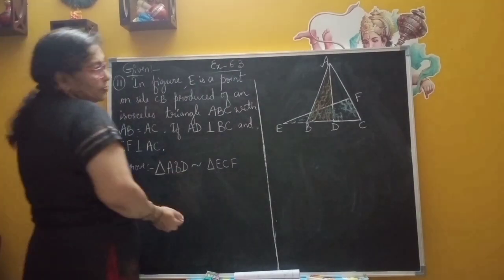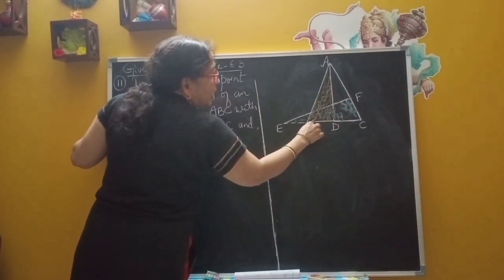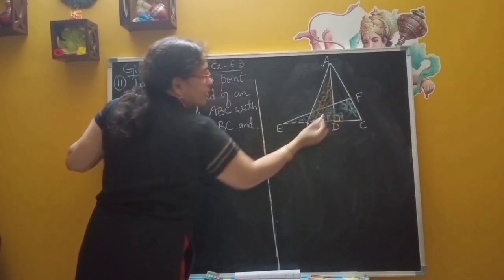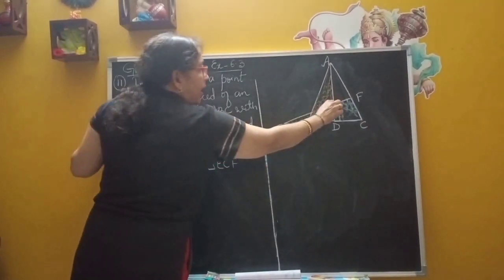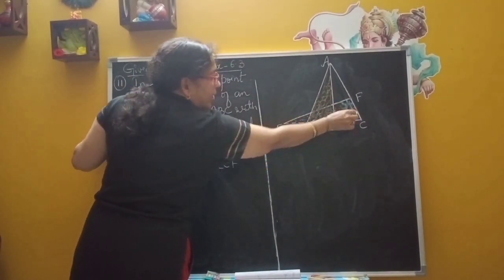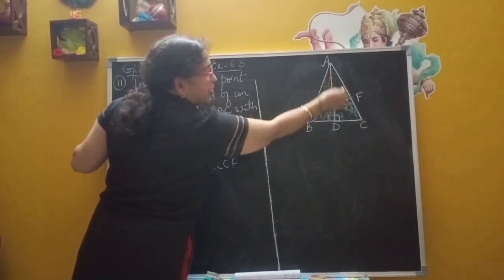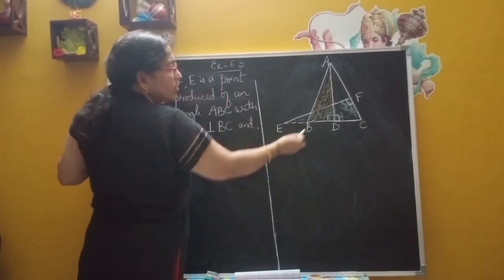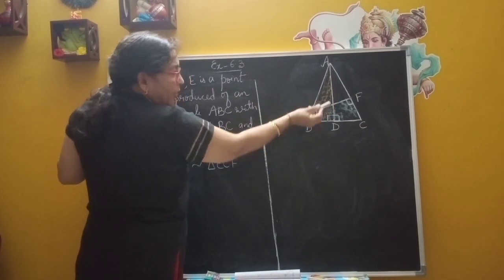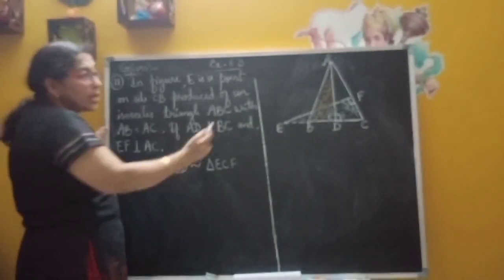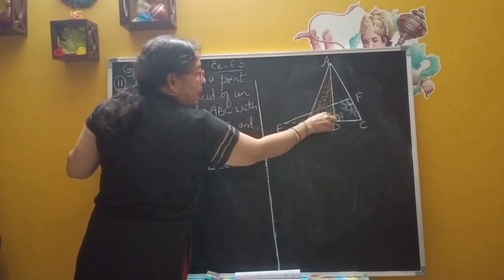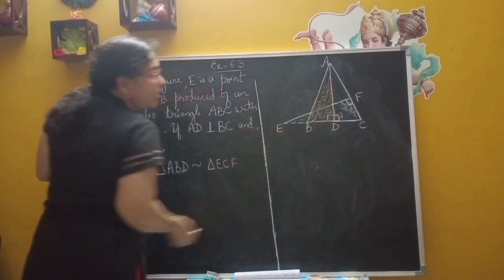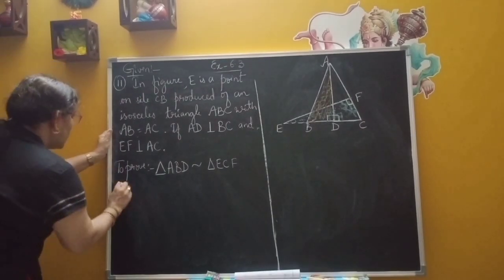Now see here. Since AD is perpendicular to BC, this is one of the right angles, and on the other side this is also a right angle. EF is perpendicular to AC. So we have two perpendicular angles, corresponding angles are equal. Which are they? ADB in this triangle and EFC in the second triangle. Both are equal. Now let us write.